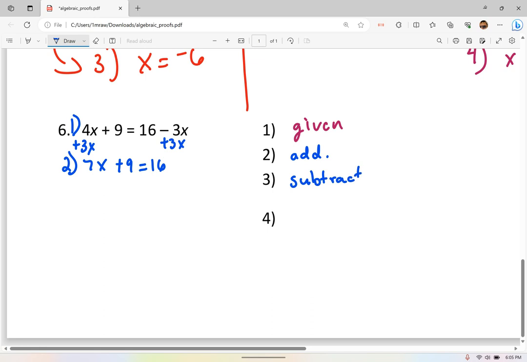Okay. So our third statement should be something like this. 7x equals 7, right? If you subtract 9 from both sides, right? That's what we're doing, subtraction. We get 7x equals 7. And then my last and final statement, number 4, is x equals 1. Be careful here. We're going to divide. Okay. So, and that's how this process works.